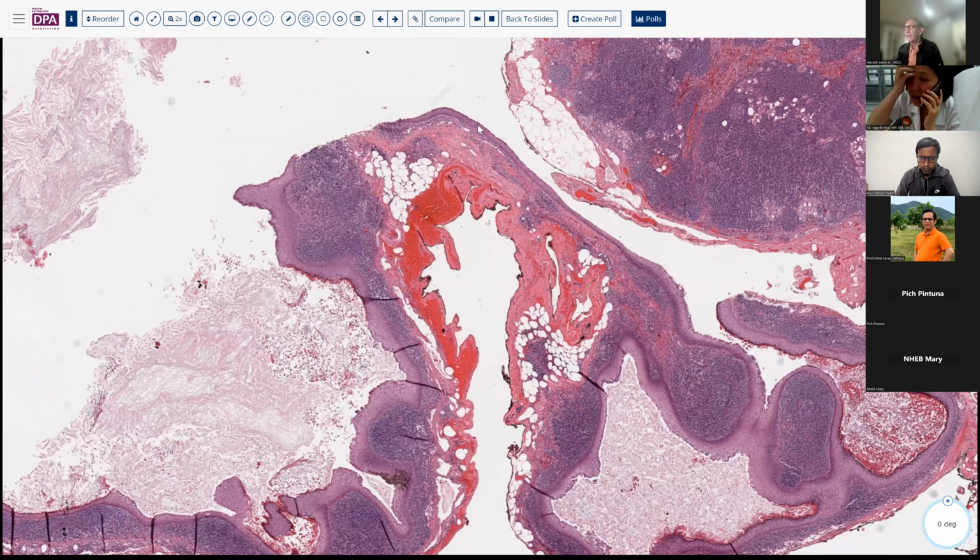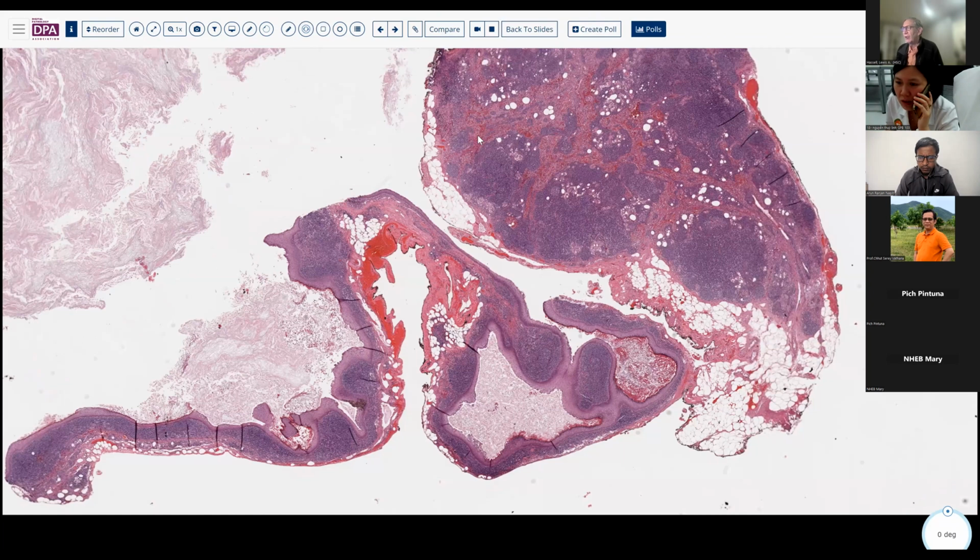So I see there's a question. Very good question, Dr. Lin. We're going to get to a differentiation of solid pseudopapillary tumor from neuroendocrine tumor when we do the solid pseudopapillary tumor here in just a few minutes. So hold on to that question, because that's the next topic. Here we are. Just perfect timing.